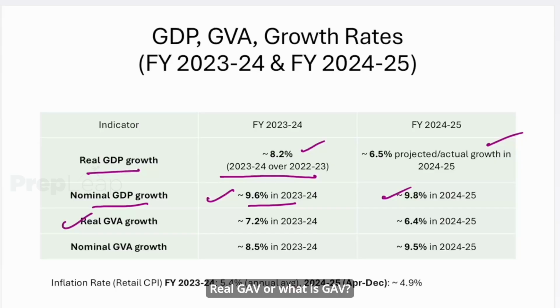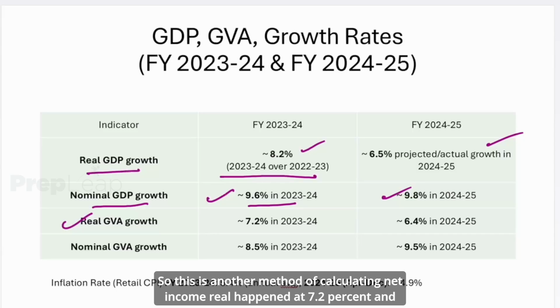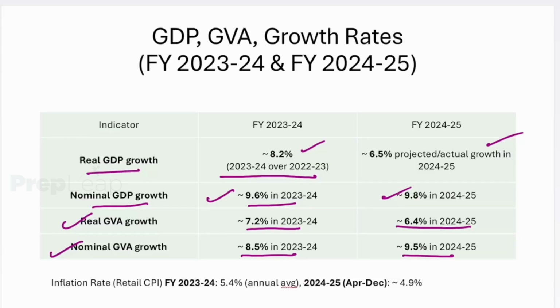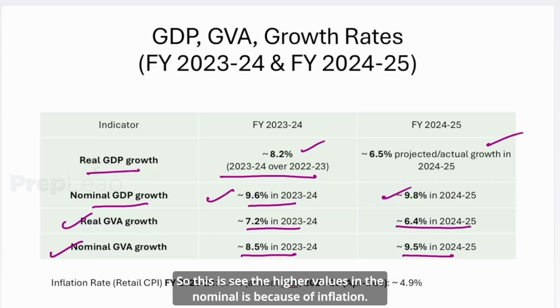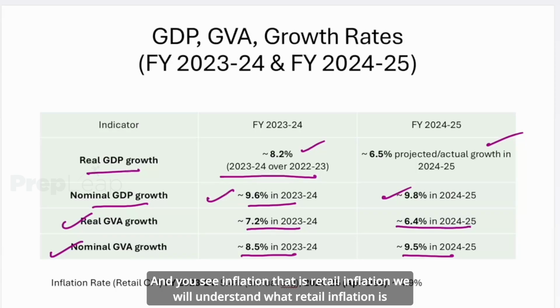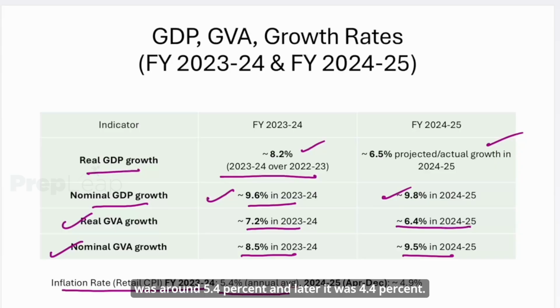Real GAV, what is GAV? Gross value added. So this is another method of calculating net income. Real happened at 7.2% and 6.4%, whereas nominal GAV was 8.5 and 9.5. So see, the higher values in the nominal are because of inflation. And you see inflation, that is retail inflation, we'll understand what retail inflation is, was around 5.4%, and later it was 4.8%.